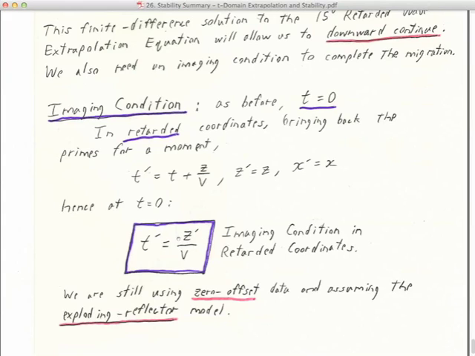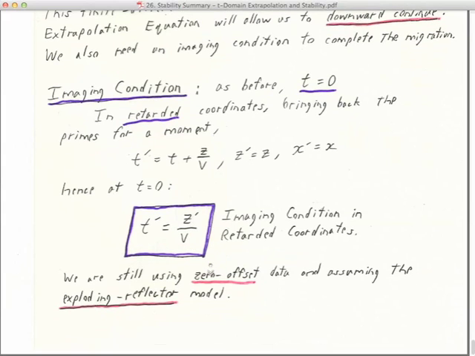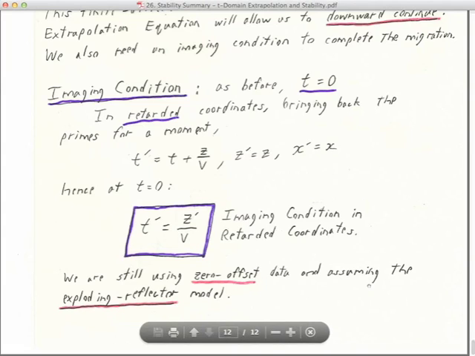So the t prime in retarded coordinates is really a slanted solution, and how is it slanted? Well, according to the velocity. And so if velocity changes with z, well, that's no problem. If velocity changes with x, that is harder to set up in this particular situation, although it can be done and has been done. And everything else is the same. We're using zero offset data, and we're assuming the exploding reflector model.